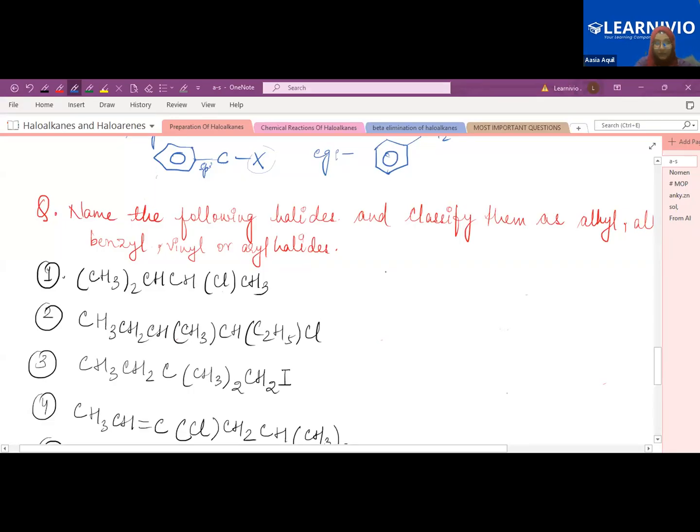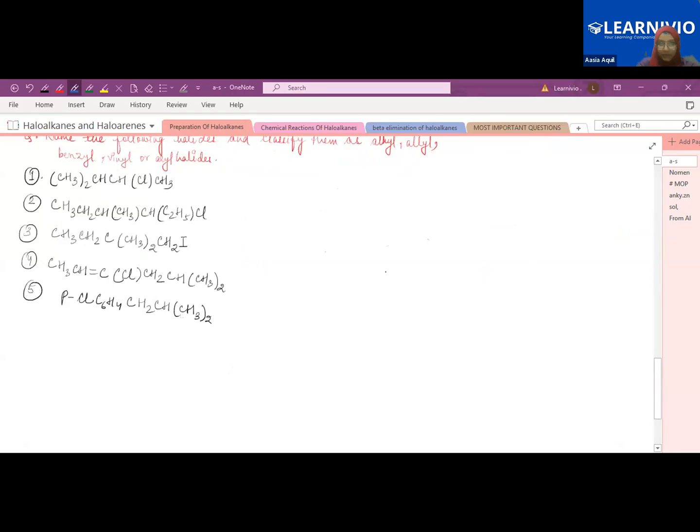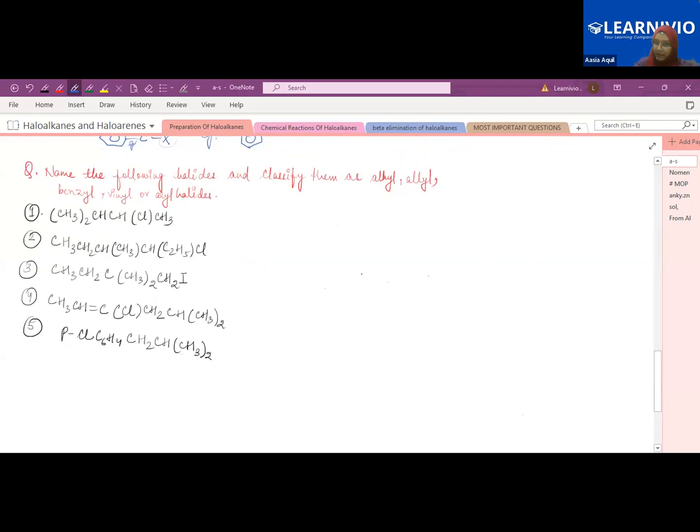So, here's a question. Name the following halides and classify them as alkyl, allyl, benzyl, vinyl, or aryl halide. Try the first question. You have to first write down the structure, right? So try to draw the structure.